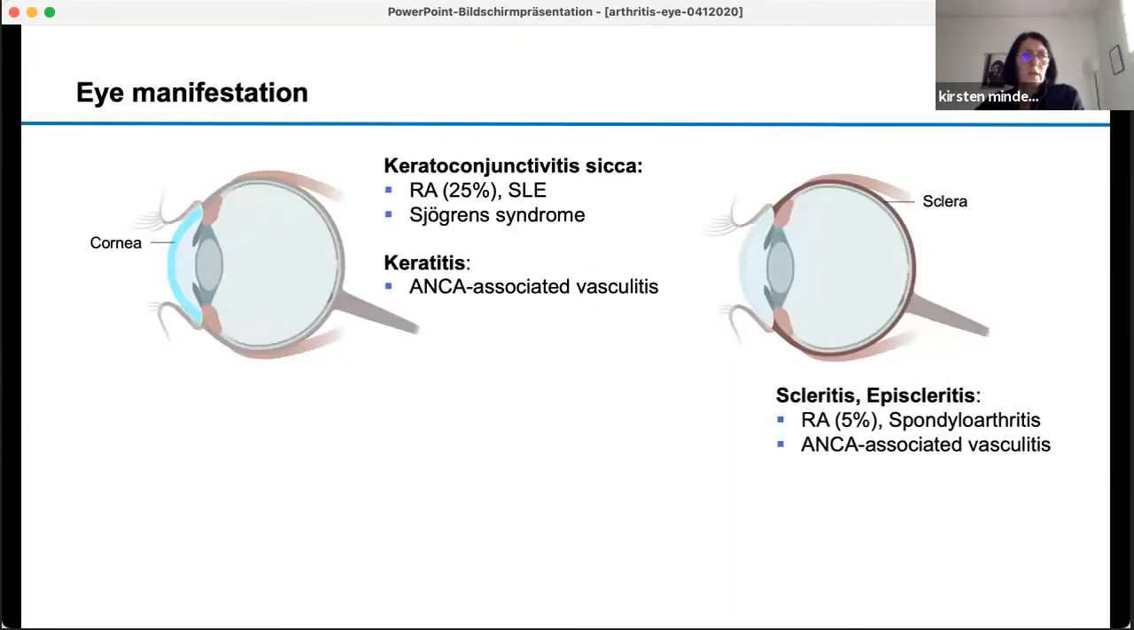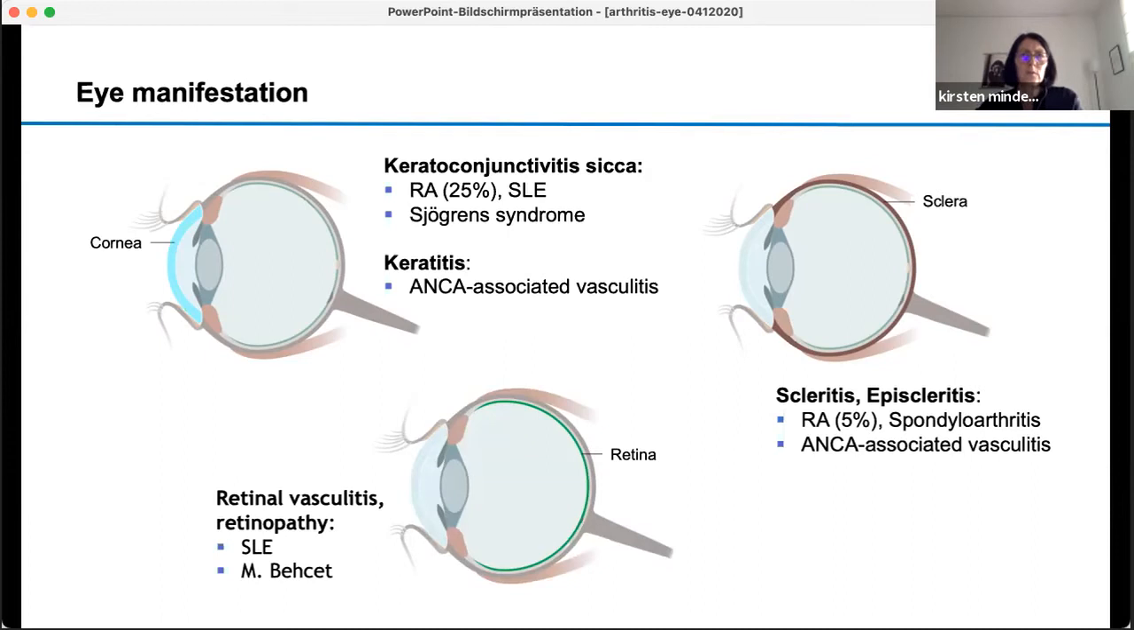The outer layer of the eye with cornea and sclera is rarely affected in children with rheumatic diseases, more rarely than in adults, where keratoconjunctivitis sicca and scleritis are observed in about 25% and 5% of patients with rheumatoid arthritis, respectively. The retina can also be affected in children with rheumatic diseases, but this is again rarely the case, for example, in rare diseases such as lupus or vasculitis.